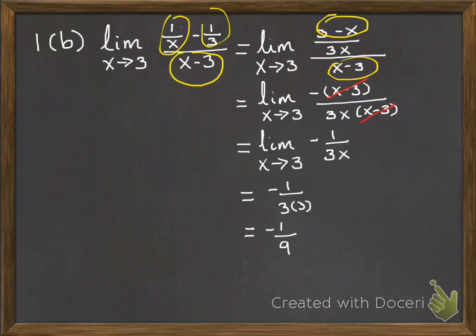And the other alternative way to do this problem will be, instead of combining 1 over x minus 1 over 3, you can multiply the top and the bottom by 3x. Then eventually it will reduce to negative 1 over 3x using cancellation. So this is the way to do 1b.